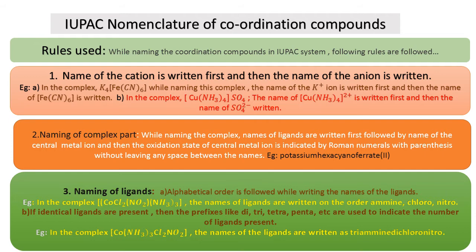If identical ligands are present, then prefixes like di, tri, tetra, penta, etc. are used to indicate the number of ligands present. For example, in the complex, the names of the ligands are written as triamminedichloronitro. Triammine because there are 3 ammine, 2 chloro and 1 nitro.